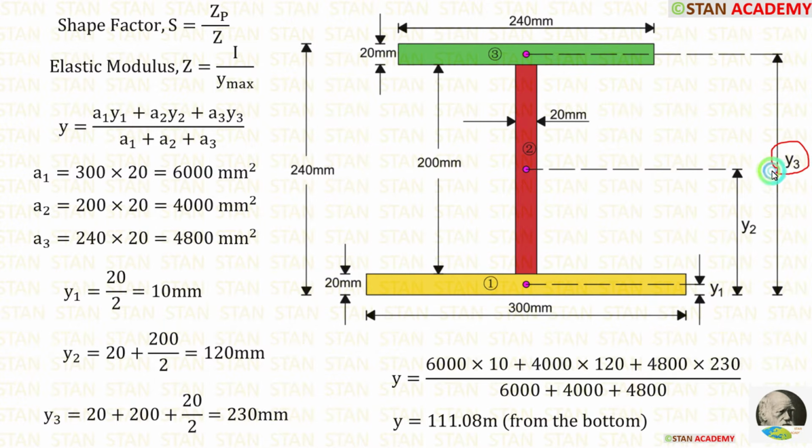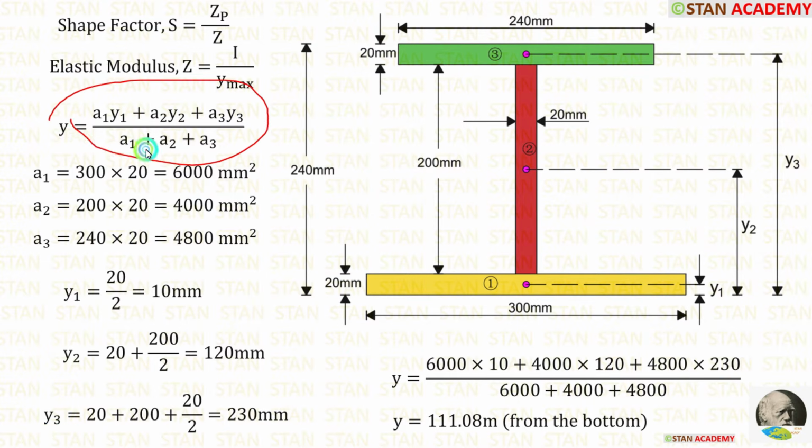In the same way, we have to calculate y3. The top flange is also a rectangle, so the centroid lies in the center. To find the center, we have to divide 20 by 2. From here to here, the distance is 20 by 2, but we need the distance up to bottom. So 20 by 2 plus 200 plus 20. After adding all of the values, we are getting y3 is equal to 230 mm.